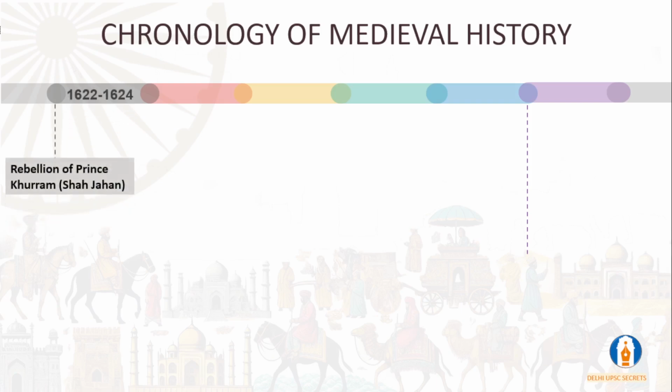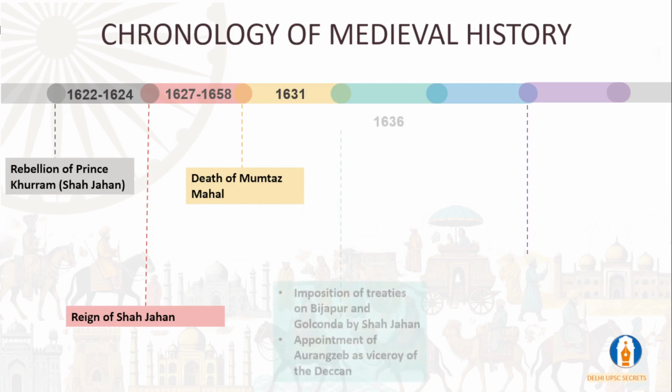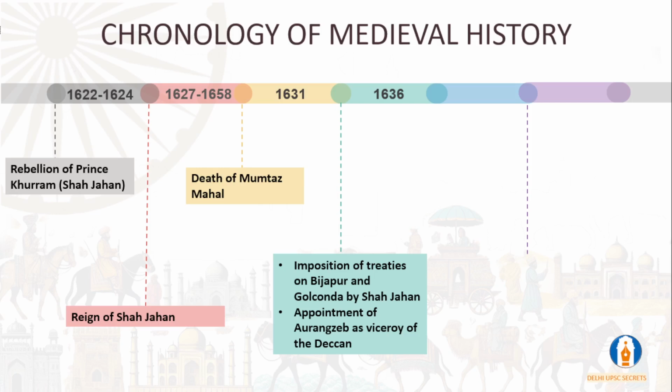1622 to 1624, the rebellion of Shah Jahan happens. 1627 to 58 is the reign of Shah Jahan. And 1630, the death of Mumtaz happens, and he starts constructing various architectural marvels in her name. 1636 AD, the imposition of treaties on Bijapur and Golconda by Shah Jahan happens. He appoints Aurangzeb as viceroy of Deccan.